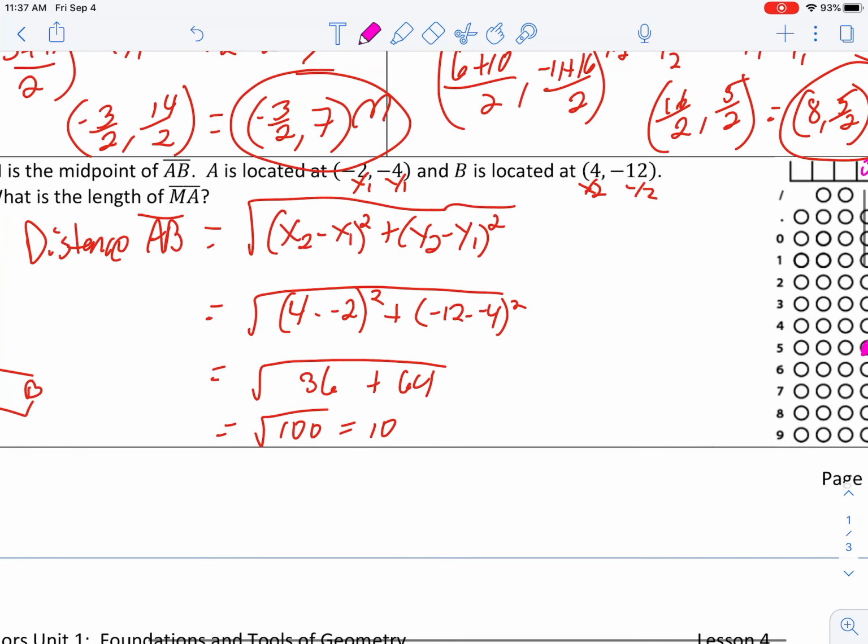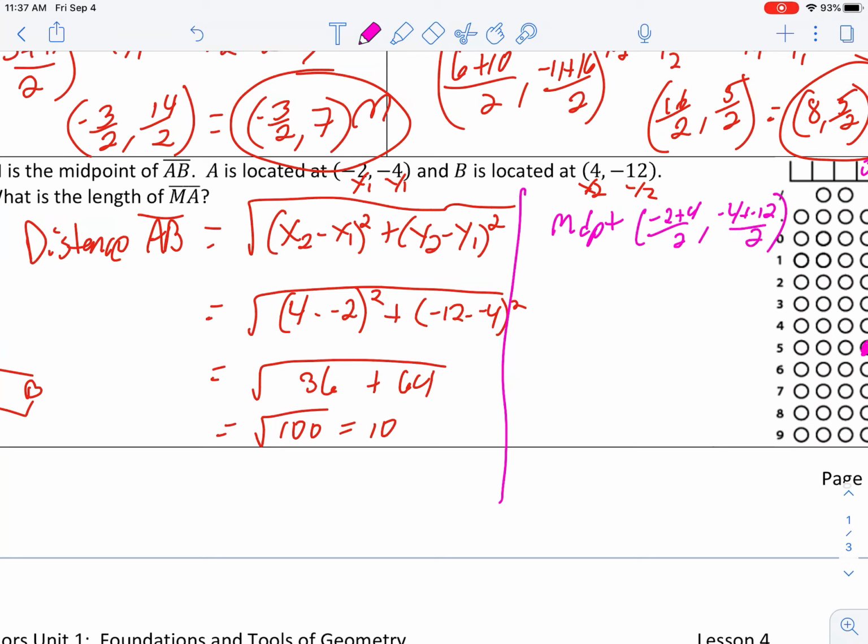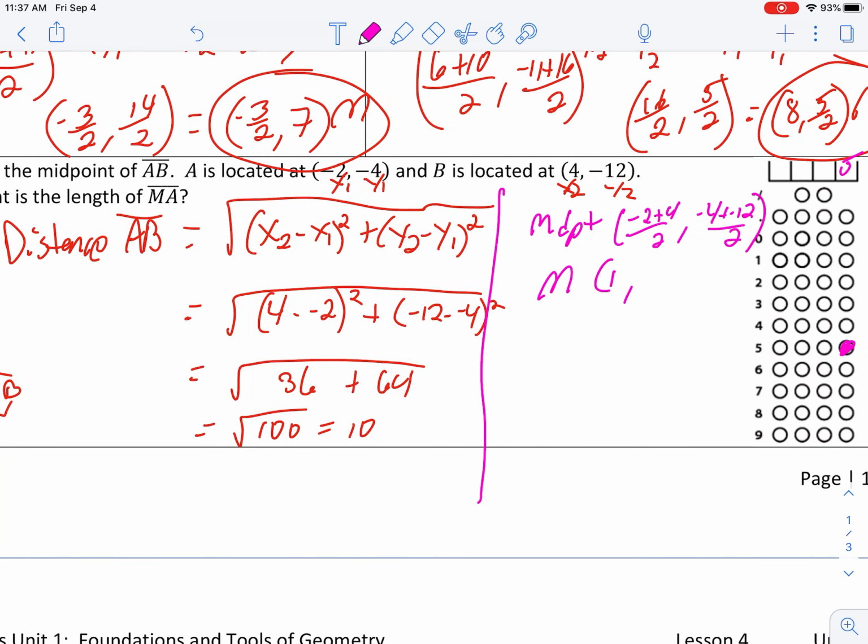Okay, the other way we could have tackled this problem was to find the midpoint and then to find the distance from M to A. Now, finding the midpoint, we use our midpoint formula, which in this case would be -2 plus 4, and -4 plus a -12. So when we clean this up to find that midpoint, -2 plus 4 is 2. 2 divided by 2 is 1. -4 plus -12 is -16. -16 divided by 2 is -8.